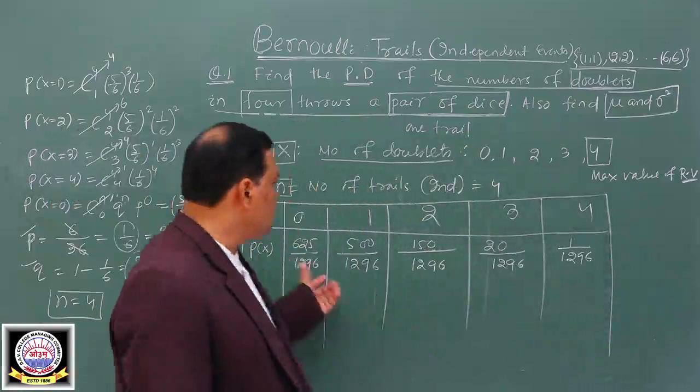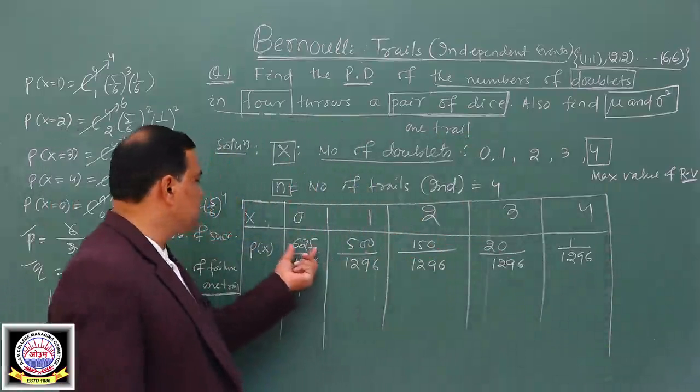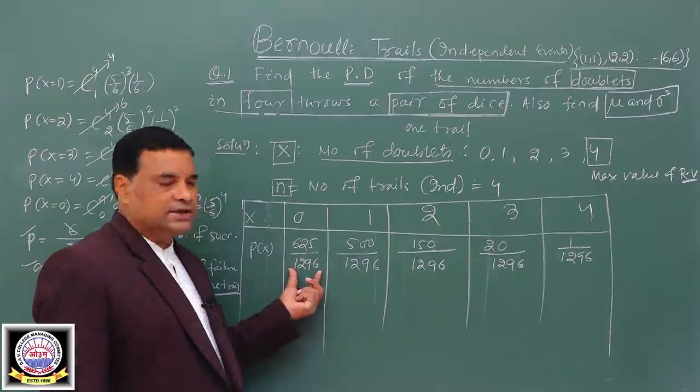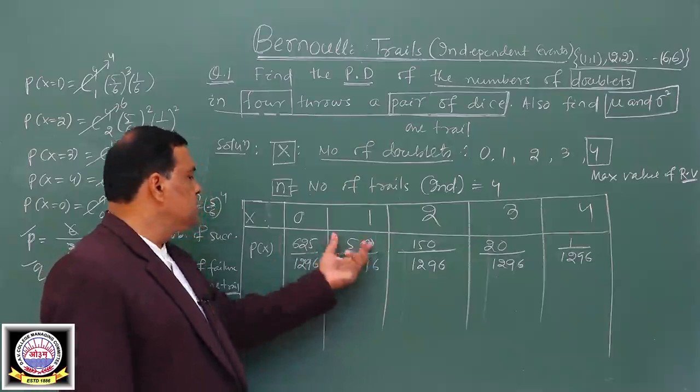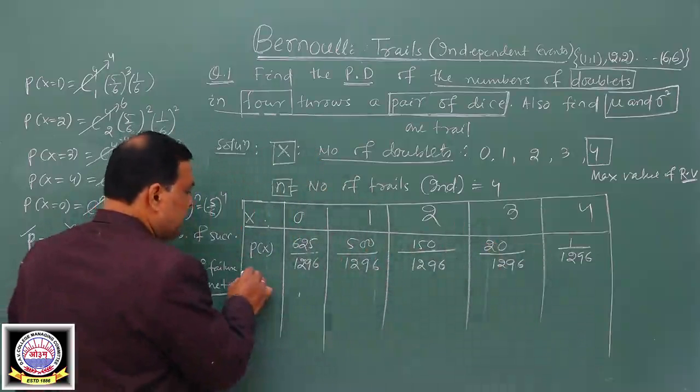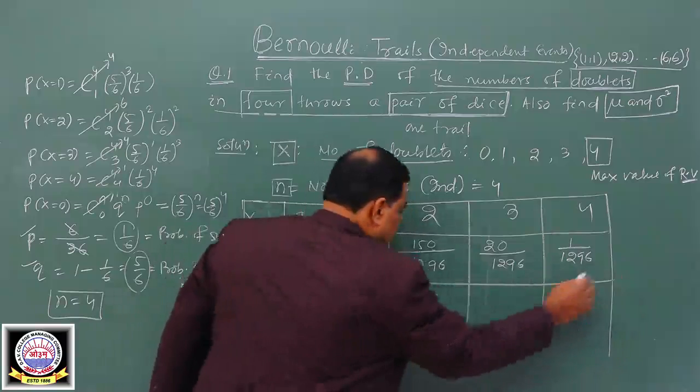Okay students, I have calculated. You can calculate, see that it comes 625 by 1296. 6 to the power 4 is 1296. So 500, that you can calculate. I have calculated. Then next I am going to find xpx.